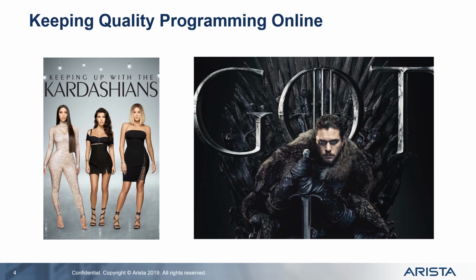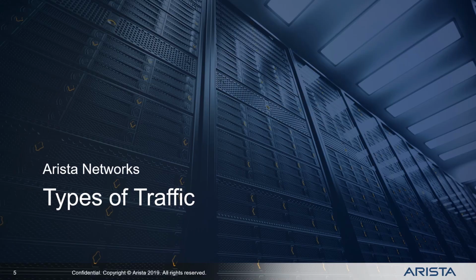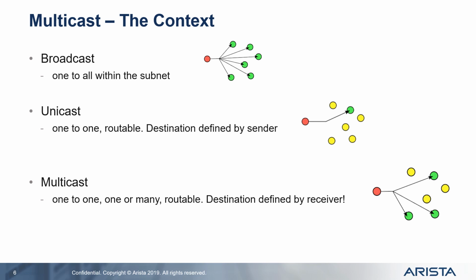So first, let's talk about the different types of traffic in a network. So there's broadcast, which means one packet goes to every single device in the subnet. That's broadcast. Unicast traffic is just one-to-one, always one-to-one, one source to one receiver. And then there's multicast, which can be one-to-one or one-to-many. And the sender sends something, and then one receiver or a series of receivers request that.